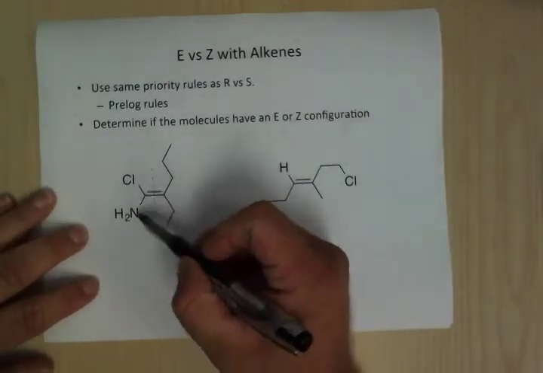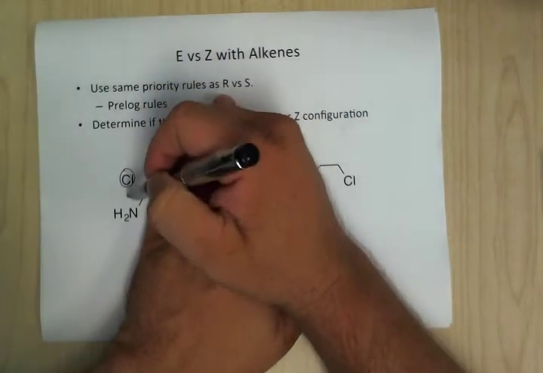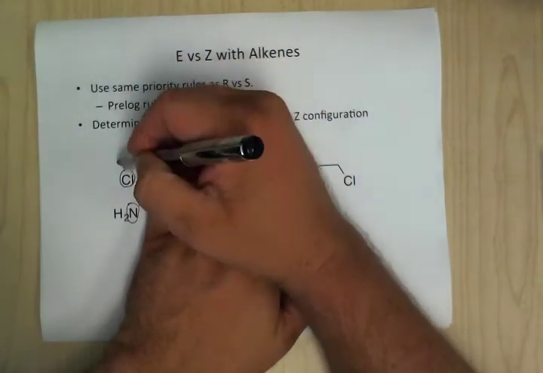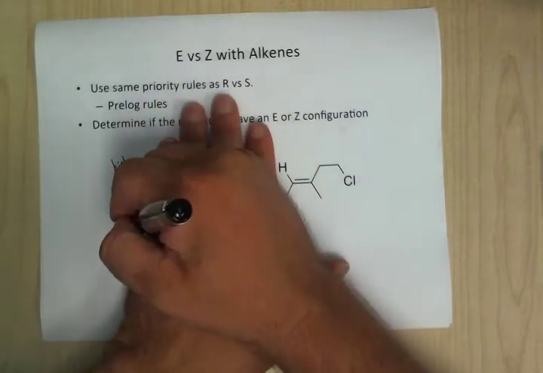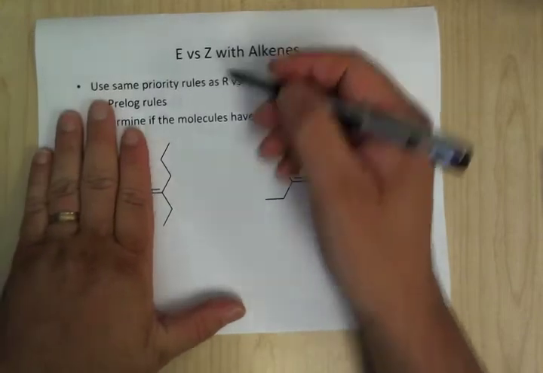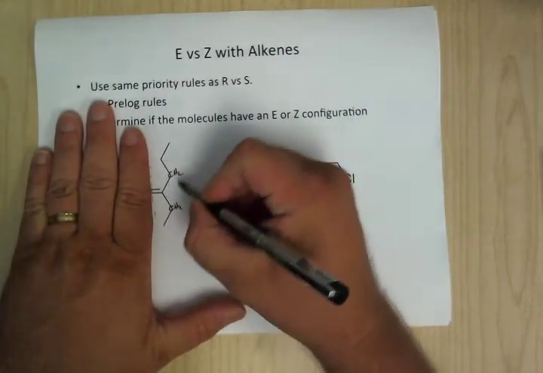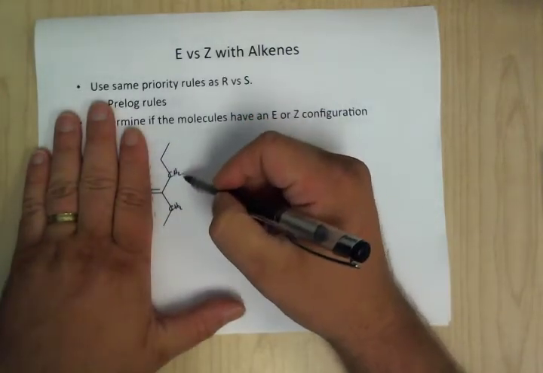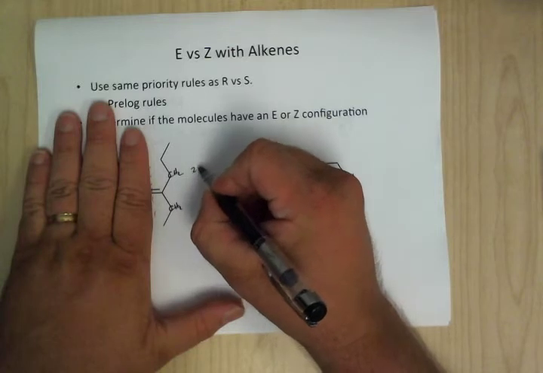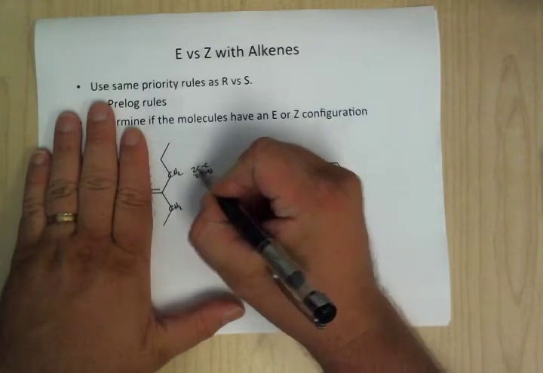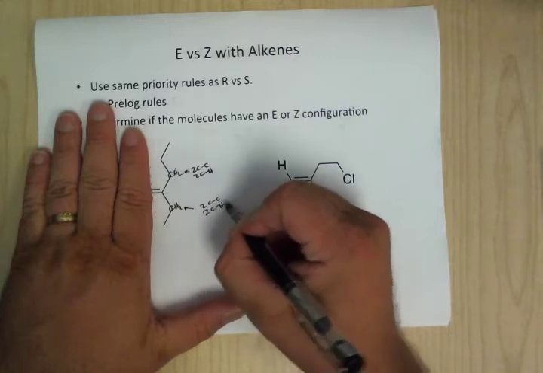So for this one here, for this side, we're going to be comparing chlorine to nitrogen. So this has a higher priority, so high, low. Then we look on this side here. We have a CH2 and CH2, just regular methylenes. So this is going to be a tie. So carbon-carbon, you'll both have 2 carbon-carbon, 2 carbon-hydrogen, right here. Again, 2 carbon-carbon, 2 carbon-hydrogen. It's going to be a tie.